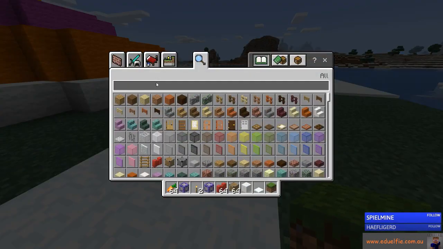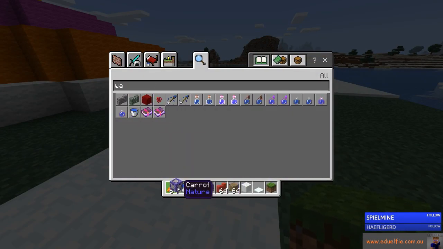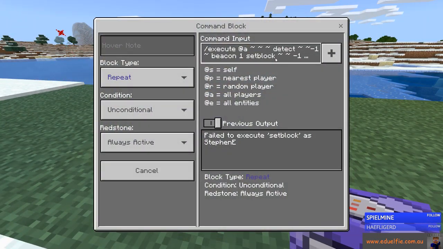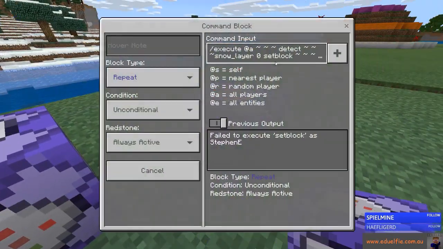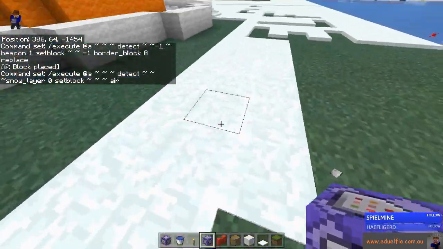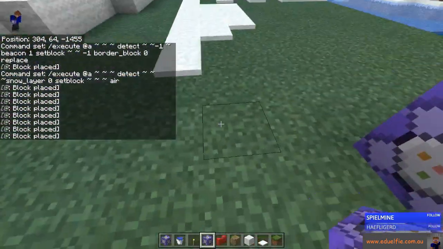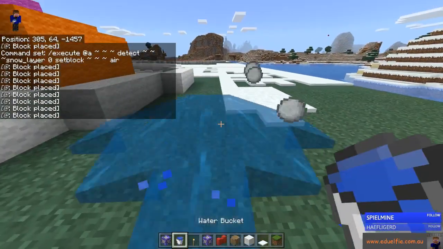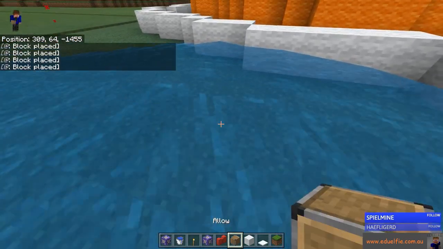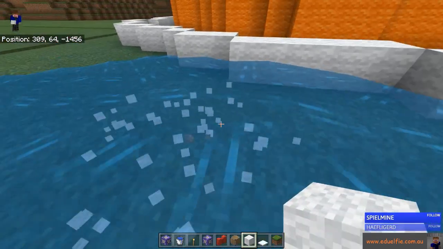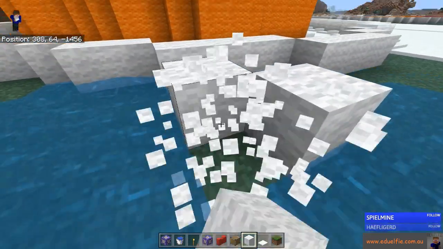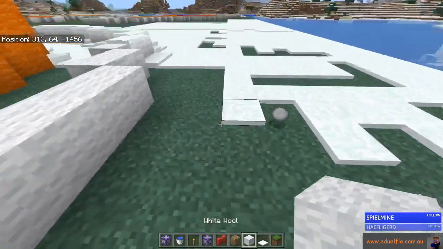Water? Water might work. I wonder whether those... That's the beacon one. What are you? Snow layer. Yeah, so that one's the one that'll do it. Underneath me. Yeah, okay. Oh, of course, I'm in creative. But that will work.